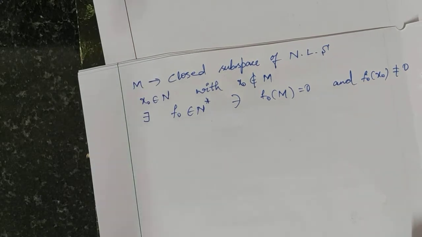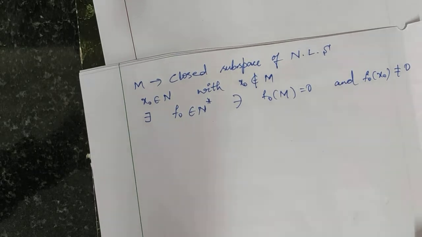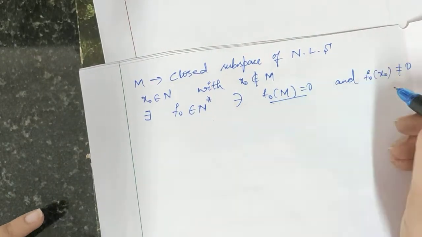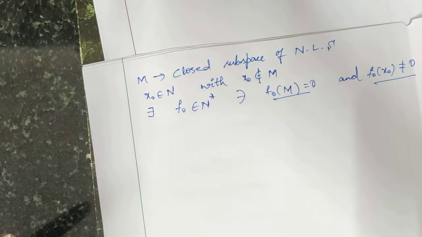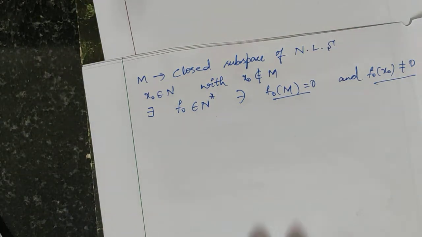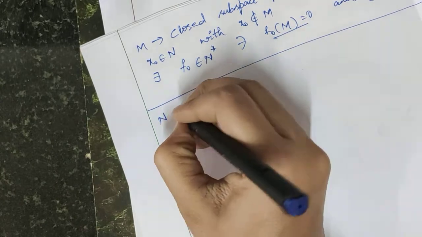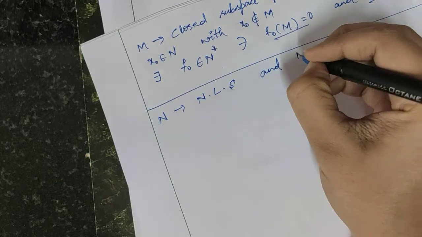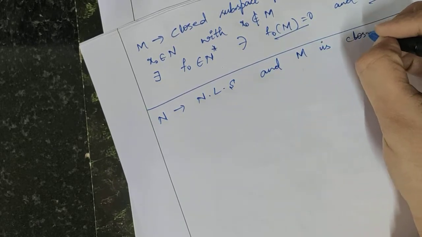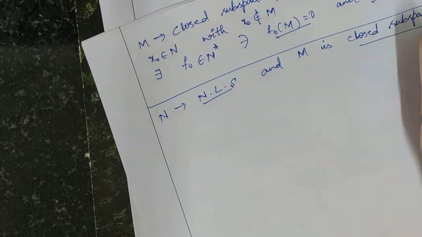What all the things we have to prove here? First, we have to prove these two things, and from the given data we can make some conclusions. So let's check those conclusions first. We can consider N as a normed linear space and M as a closed subspace. So we have a normed linear space and a closed subspace.